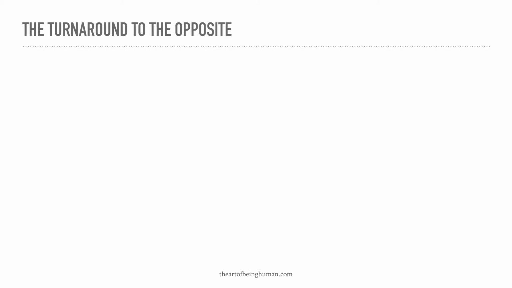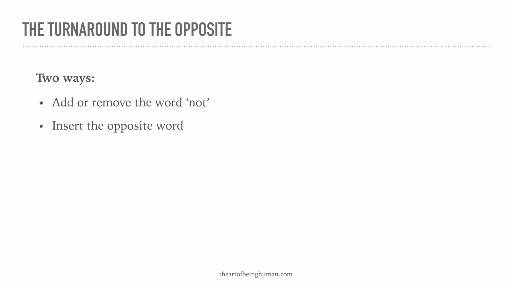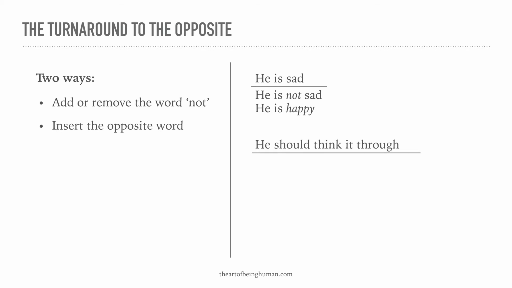The turnaround to the opposite can be found in 2 ways. Either add or remove the word not, or insert the opposite word. For example, he is sad can be turned around to the opposite in 2 ways. He is not sad, adding the word not, and he is happy, inserting a word that is the opposite of sad. Similarly, he should think it through can be turned around to he should not think it through, adding the word not, or he should be rash, inserting the opposite word.